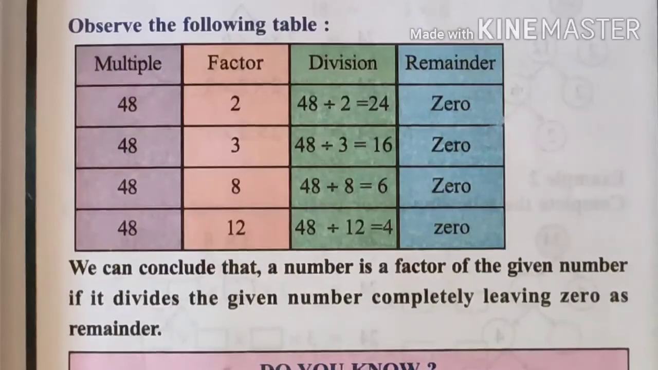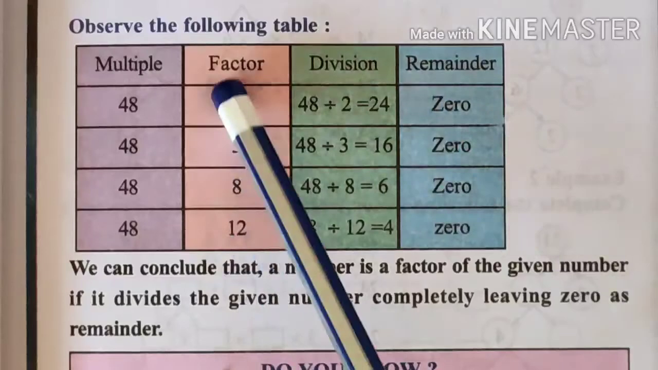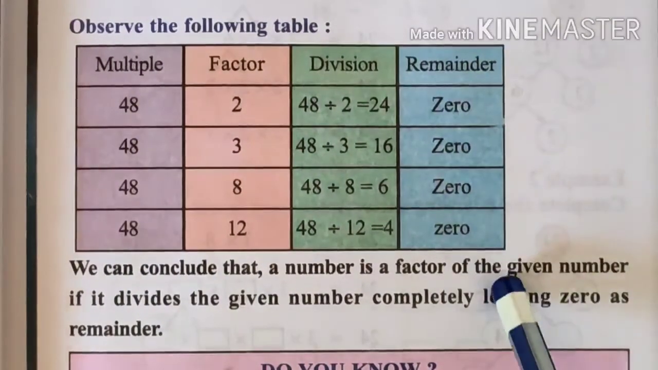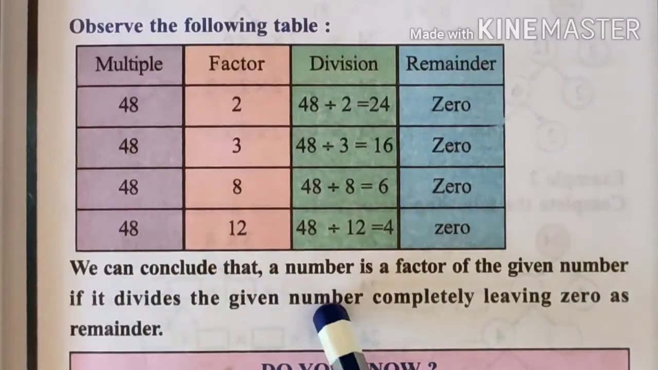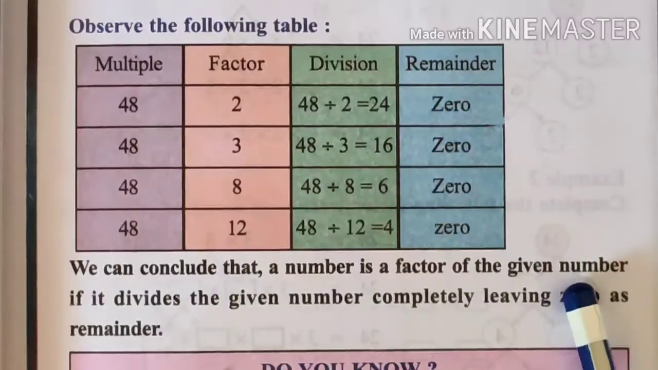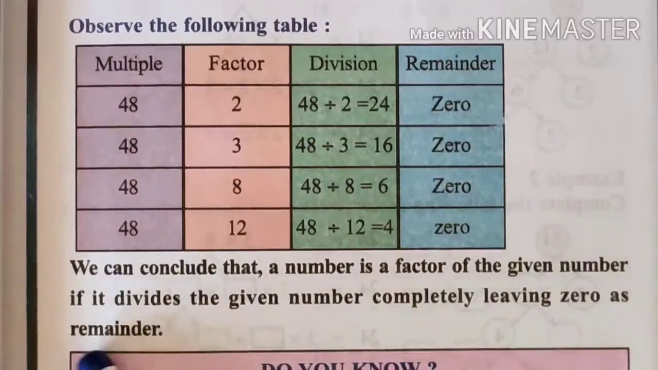So we can observe the following table. When a factor divides the multiple, there won't be any remainder. So we can conclude that a number is a factor of the given number if it divides the given number completely, leaving 0 as remainder.